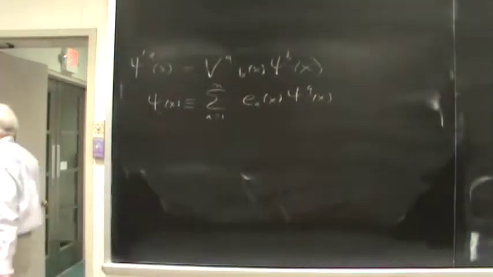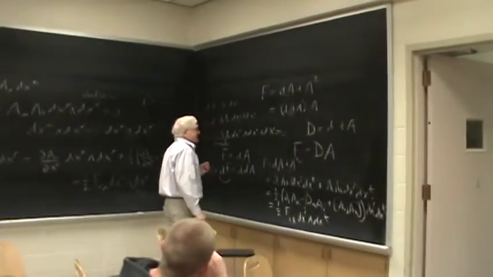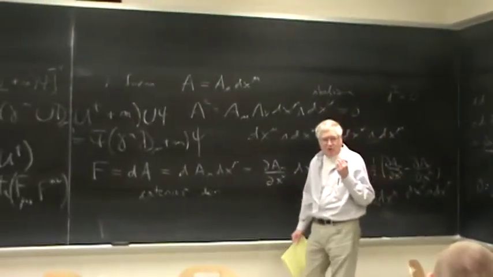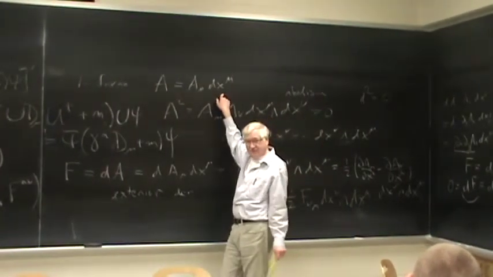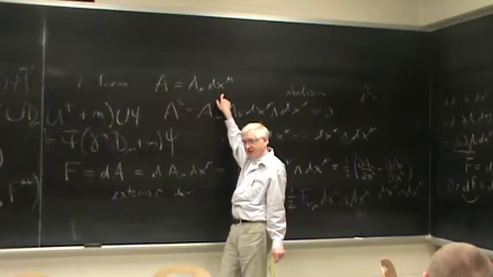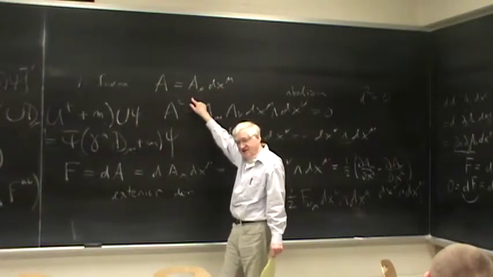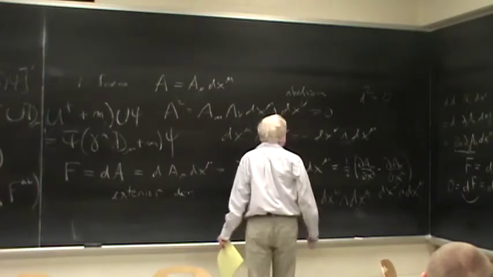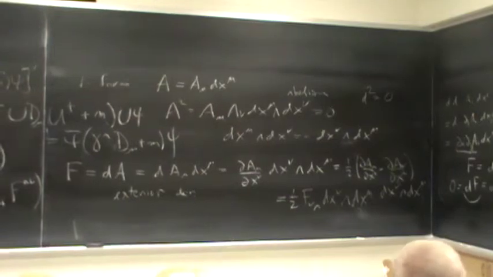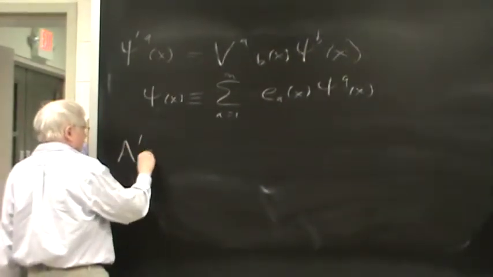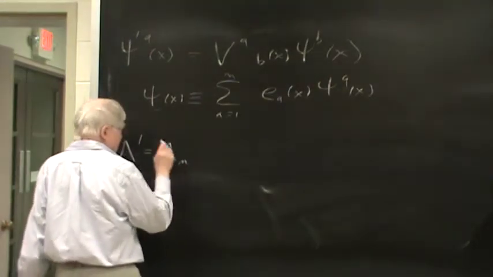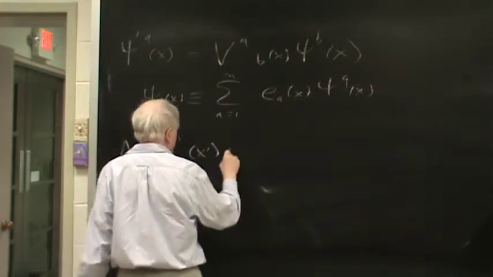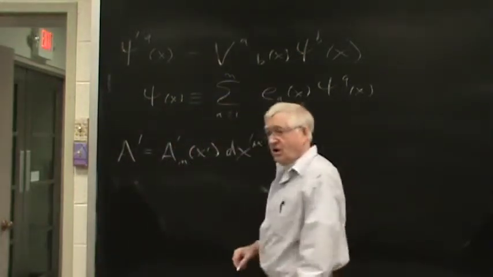By the way, let me just say something about forms that I skipped over. One of the clever things about forms is that they're intrinsically invariant structures. This thing here is invariant under general coordinate transformations because the dx mu goes one way, the A mu goes the other way. Just to make that explicit, A prime would be, now I'm talking about an arbitrary coordinate transformation, A prime at x prime dx prime mu.